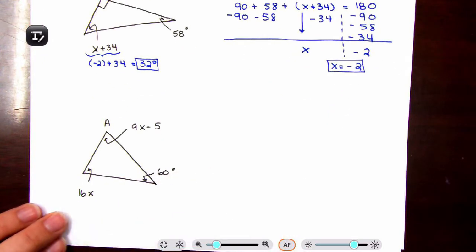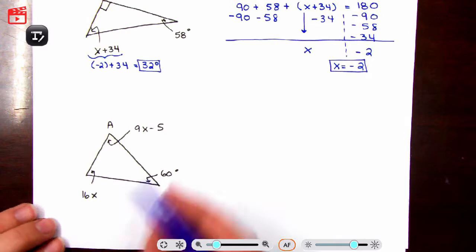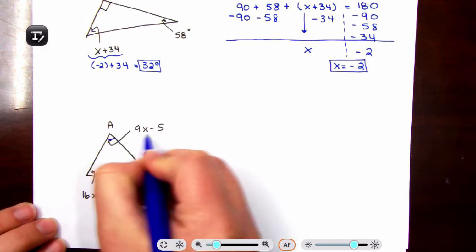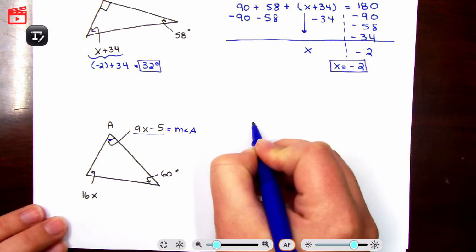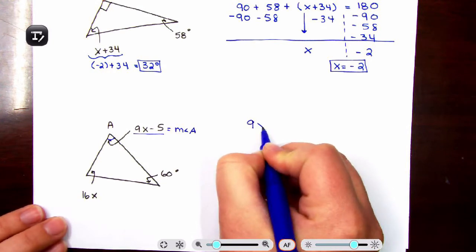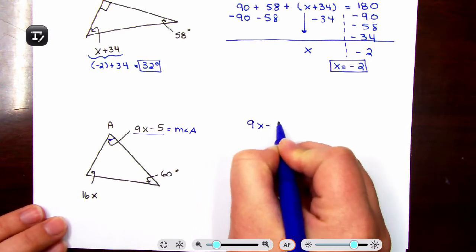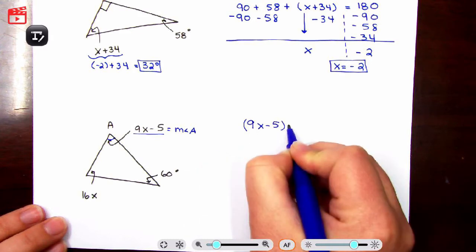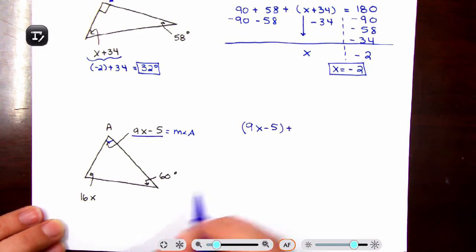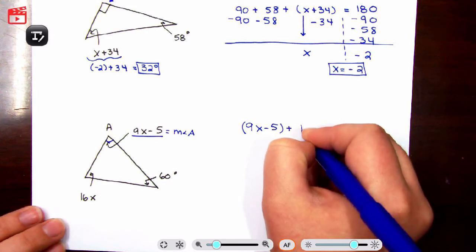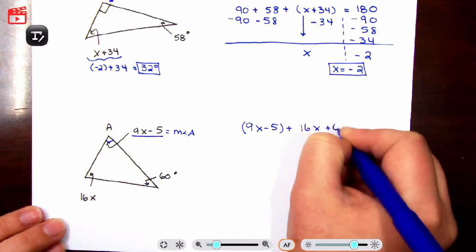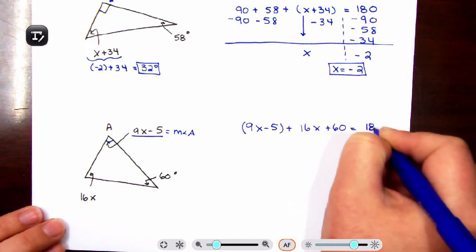Same thing, internal angle sum. Let's go ahead and solve for the measure of angle A. So this is angle A, and the measure of angle A is equal to 9x minus 5. Now again, we're going to be using that internal angle sum theorem of triangles. So we have 9x minus 5, 16x plus 60, that's equal to 180 degrees.